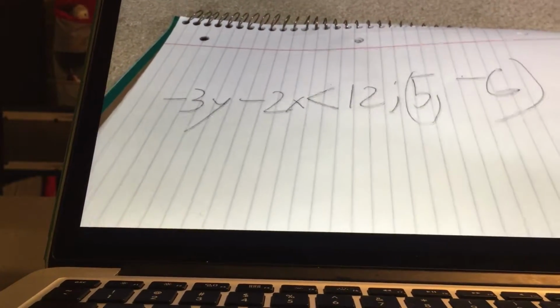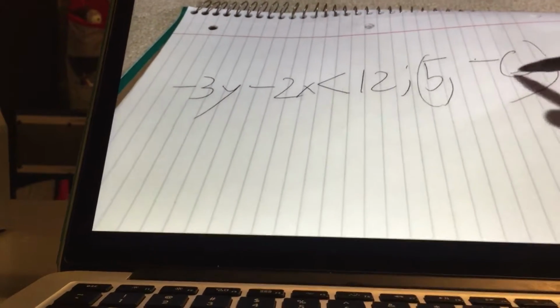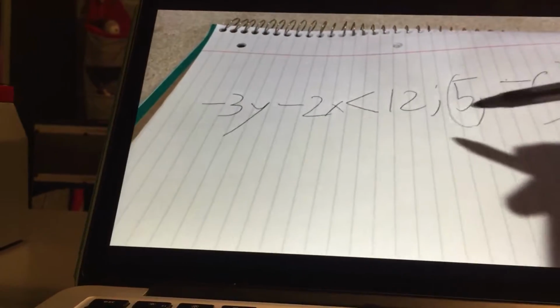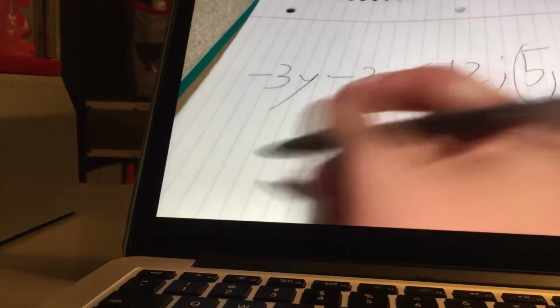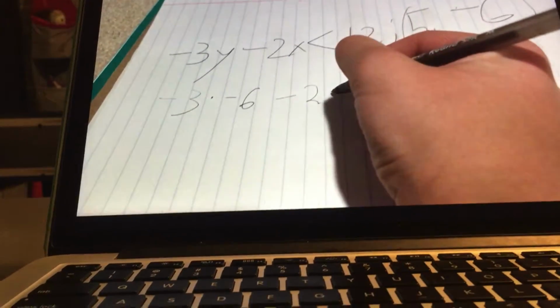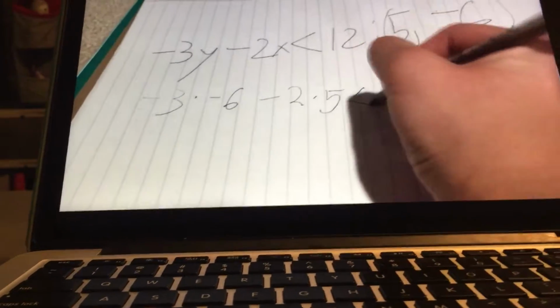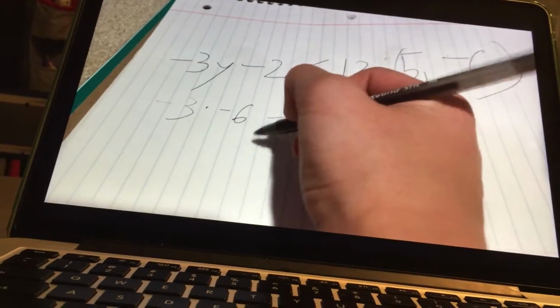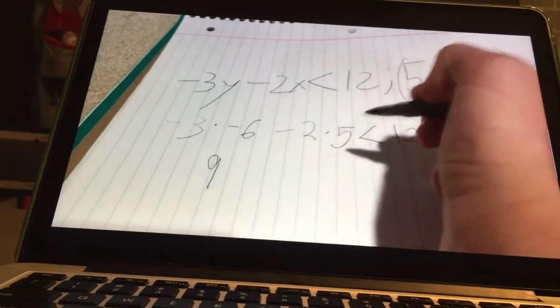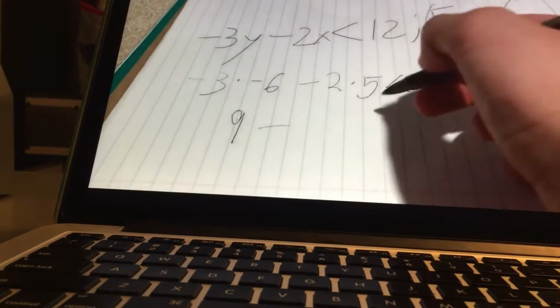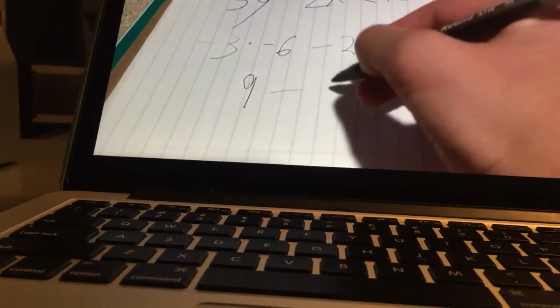Okay, so for this problem, negative 6 equals y and 5 equals x. So you're going to plug them in. So you end up with negative 3, negative 6, and negative 2 times 5. So you're going to solve them. So negative times a negative equals a positive. So you end up with 9. And you subtract negative times a positive equals a negative. So you get 10.